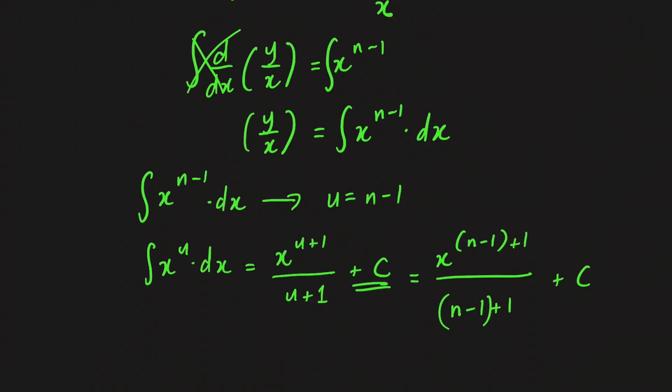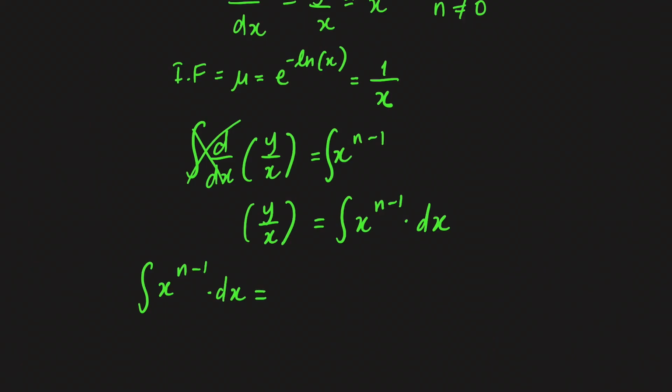in the denominator, plus c. And as you can see here, minus 1 and plus 1 cancel out. Same thing in the denominator. Therefore, this becomes x to the power of n over n plus c. Therefore, y over x is equal to x to the power of n over n plus c.